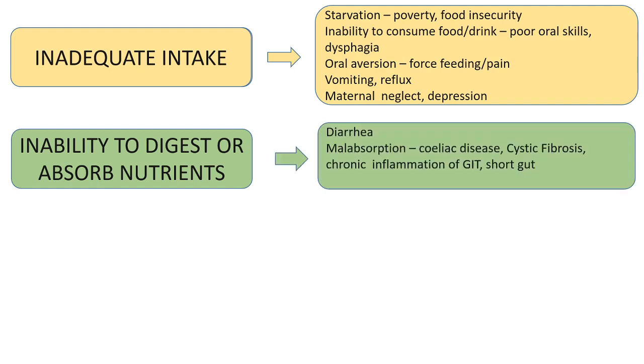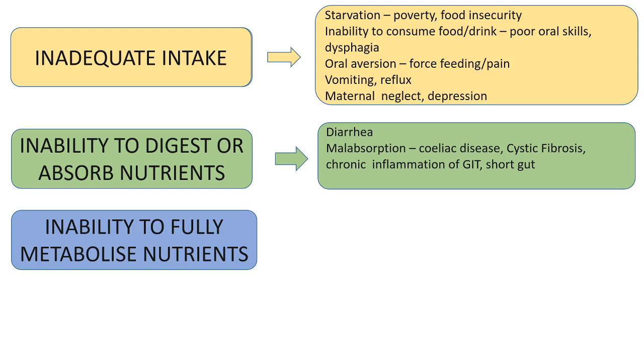Inability to digest or absorb nutrients. We can see this situation with diarrhea, infectious or non-infectious diarrhea, which can lead to malabsorption. Malabsorption syndrome due to chronic hereditary inborn disease, for example, celiac disease, cystic fibrosis, chronic inflammation of the gastrointestinal tract, or short gut syndrome.